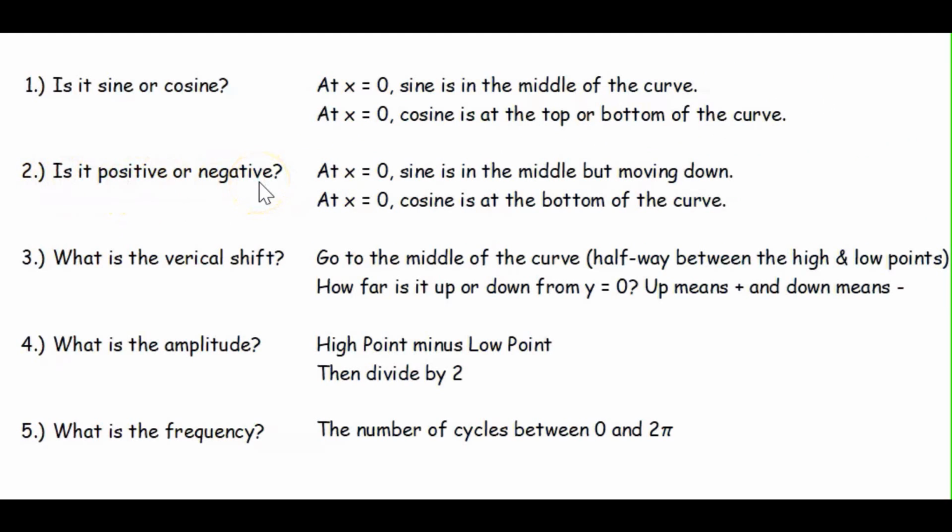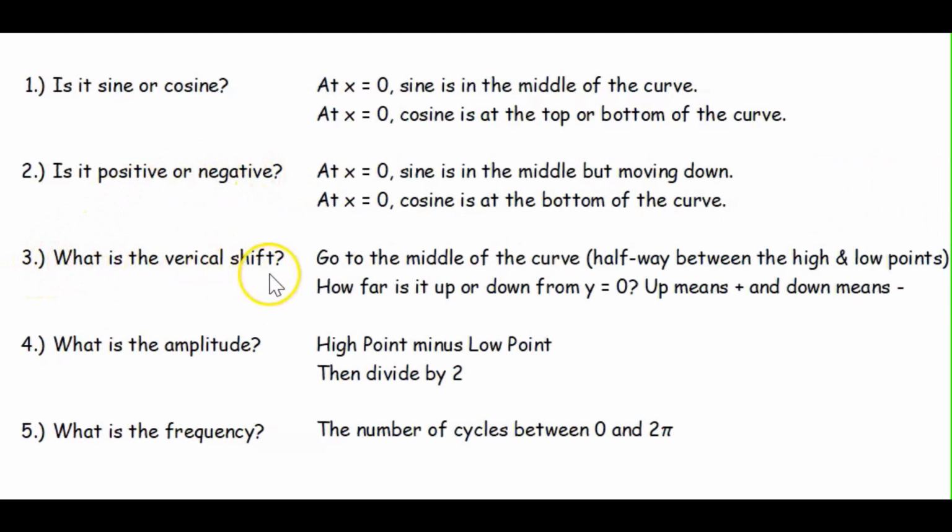So is it negative sine or is it positive sine? Does it have a negative in front of it? Or is it a negative cosine or a positive cosine? Well, for sine, at x equals 0, sine is going to be in the middle, of course, but it's going to be moving down instead of moving up if it's negative. Okay, so this is what's happening if it's negative. The normal shape for sine is it's moving up from the middle, but it's negative if it's moving down from the middle at x equals 0, at the y-axis. Now, cosine is going to be negative if at x equals 0, you're at the bottom of the curve instead of the top of the curve. The normal shape for cosine is starting at the top, going down, then up. So if this one is starting at the bottom and going up, then down, then it is a negative cosine instead of a positive cosine.